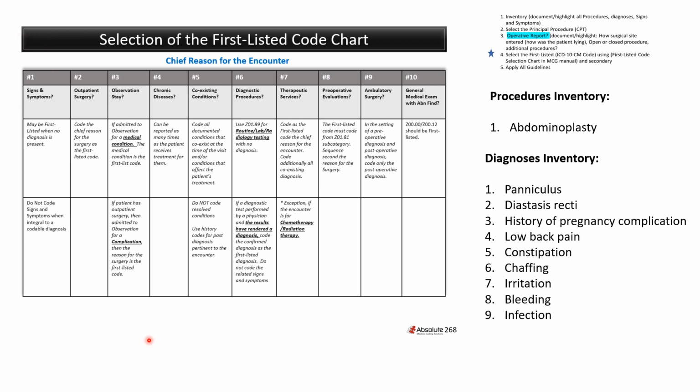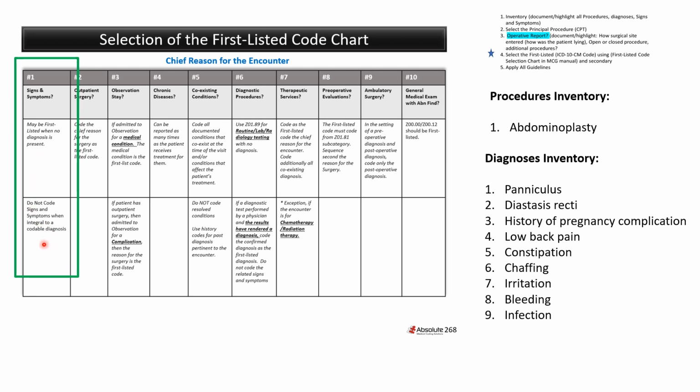This first listed code selection chart has 10 columns, and each of the columns has a category. And beneath the column's category is the guidance for that circumstance. So if you have a sign and symptom in your documentation or your inventory, your guidance is below. Any sign and symptom in documentation can be first listed when no other diagnosis is present. So we can see that we have some diagnoses present.